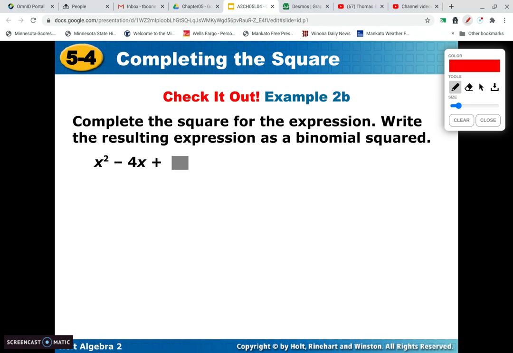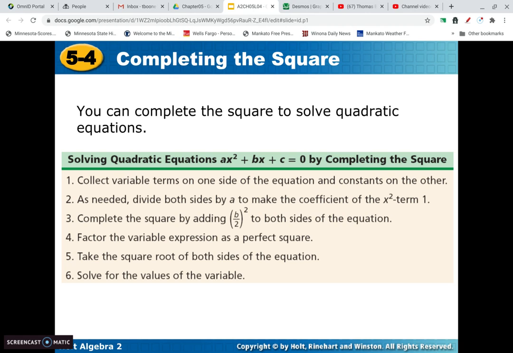And a little easier one here this time. Half of -4 is -2. Squared is 4. That completes the square. And our binomial squared would be x minus 2 squared. Remember, whatever sign is here, that's going to be the same sign there. So if it's negative, put a negative. If it's positive, put a positive. All right. So let's put it all together.